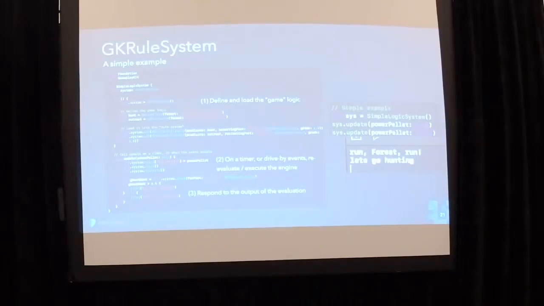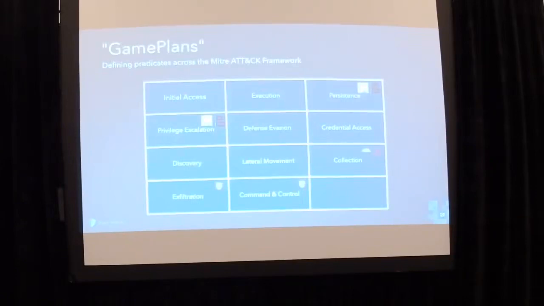For instance, in this simple game, you can make determinations like flee or hunt, as we talked about before. But like I said, in our case, we're afforded the opportunity to alert, log, otherwise respond, etc. All right, so how do we organize some of this detection logic? We do it in what we internally call game plans, mapped to the MITRE ATT&CK framework that Richie presented earlier.